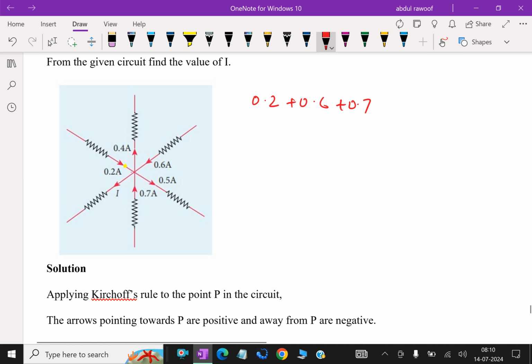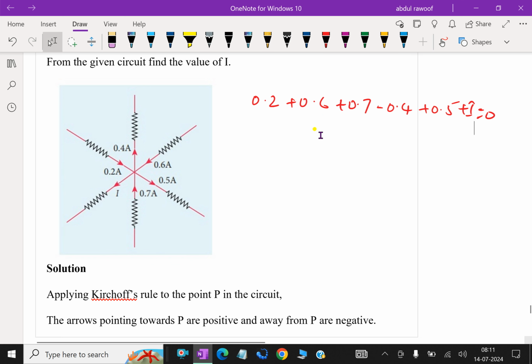These three currents towards the node, that is 0.2, 0.6 and 0.7, and coming out from the node is 0.4, that is minus 0.4, and this 0.5, and the unknown current I equals 0.